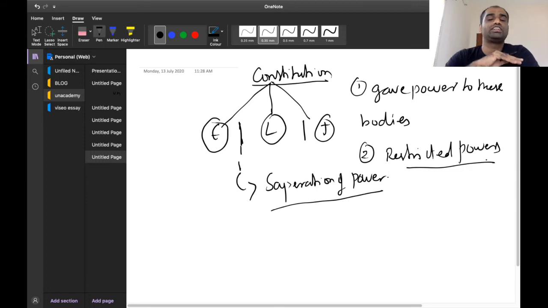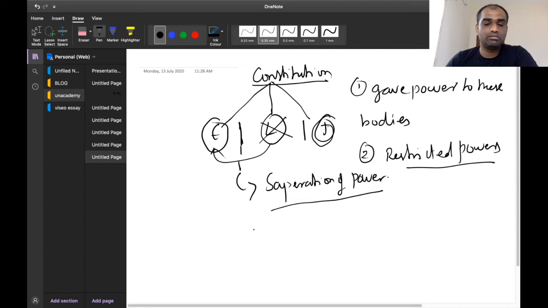How does the constitution restrict their powers? It clearly defines what the power of the legislature is. It clearly defines what the power of the executive is. So if the constitution clearly defines all these powers, the legislature cannot act beyond its means. Clear? If the legislature is acting beyond its means, what will other organs do? The judiciary will immediately curtail the powers of the legislature. And if the executive is acting out of bounds, the legislature will immediately curtail the powers of the executive.